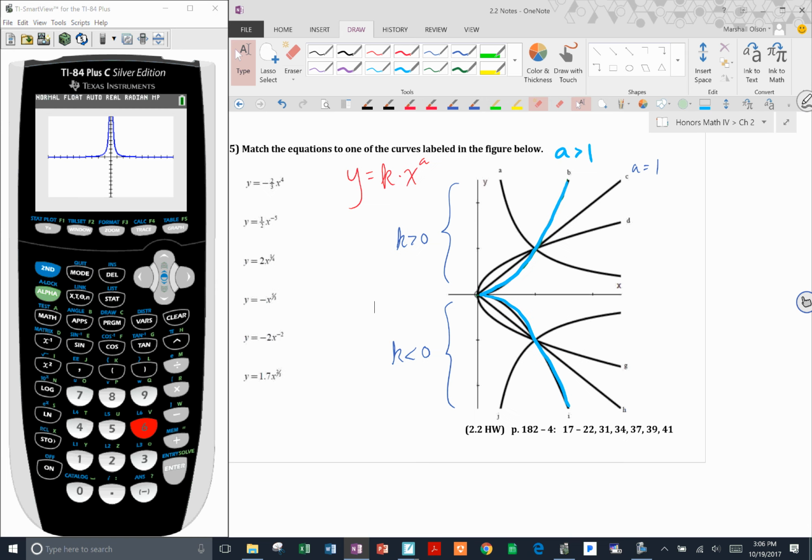So we have A being greater than 1. Here we know also A is greater than 1. It's just that k is less than 0, so it's flipped upside down. I suppose we could also put that this is an A equals 1 with h right there. So here was line C up here, and then line h down there. Both have A values that are 1.